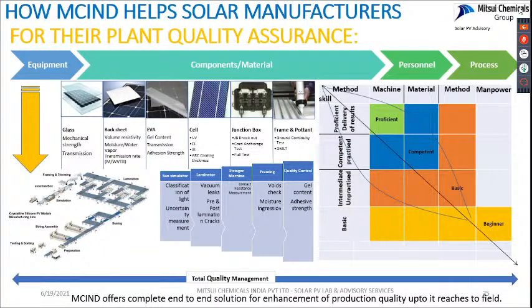Being a startup or new in this market, one should be aware of the equipment, whether the technical specs given match the actual machine delivered by the vendors. For components, one should ask for certificates and test reports from the component or material suppliers. For personnel, of course, the skill level, awareness and proficiency in delivering the process. And last is the process itself. As I have shown, CTM is one process-related error. So we offer an end-to-end solution which enhances production quality in manufacturing.